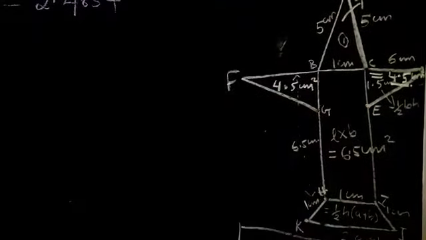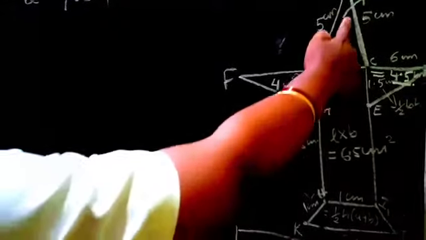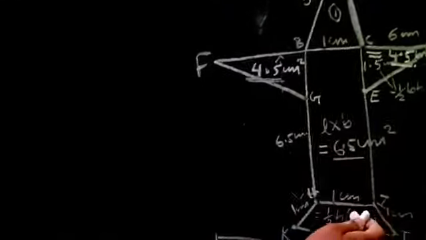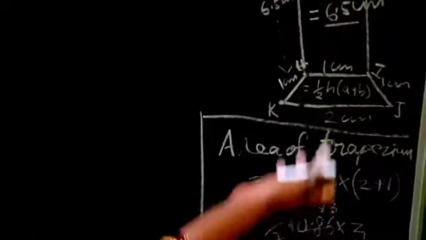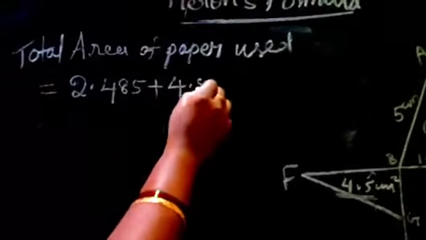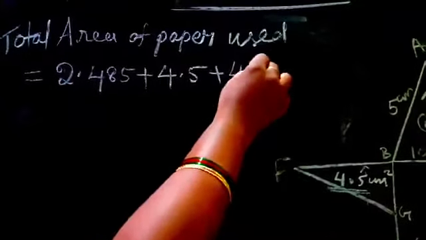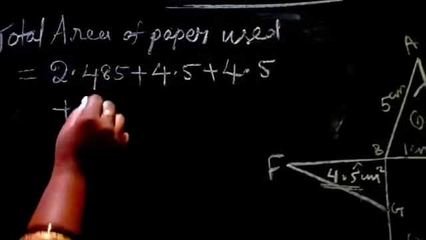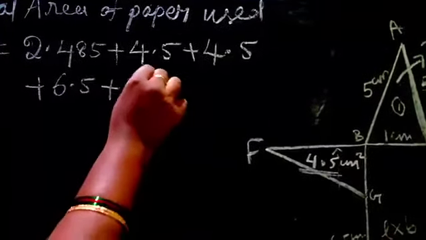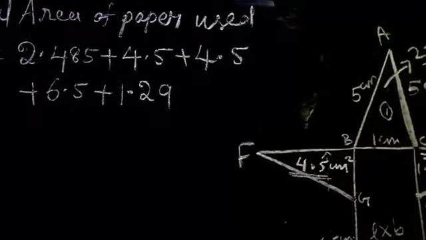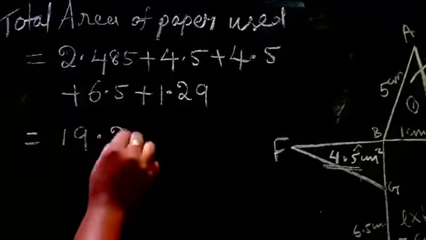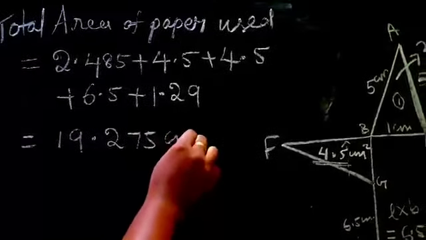Total area of paper used, we have to add this 2, 3, 4 and this value, 5 values we have to add. So it is 2.485 plus 4.5, again one more further 4.5 plus 6.5 for the rectangle and 1.29 for the trapezium. So finally we'll add everything: 19.275 centimeters square.